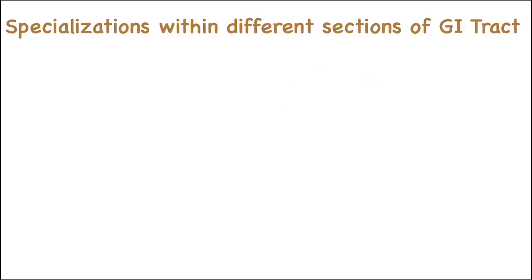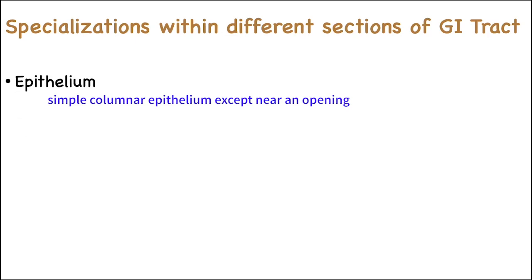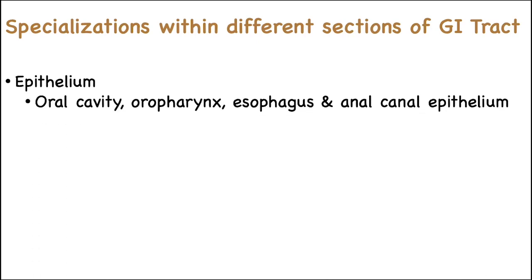Specializations occur within different sections of the alimentary canal. Let's look at the epithelium. Remember that most of the epithelium in the alimentary canal is simple columnar epithelium with goblet cells. However, there are differences here. When you're closer to an opening, you're going to have a different type of epithelium. In the oral cavity, the oral pharynx, the esophagus, and the anal canal, the epithelium is converted into stratified squamous epithelium for this added protection.